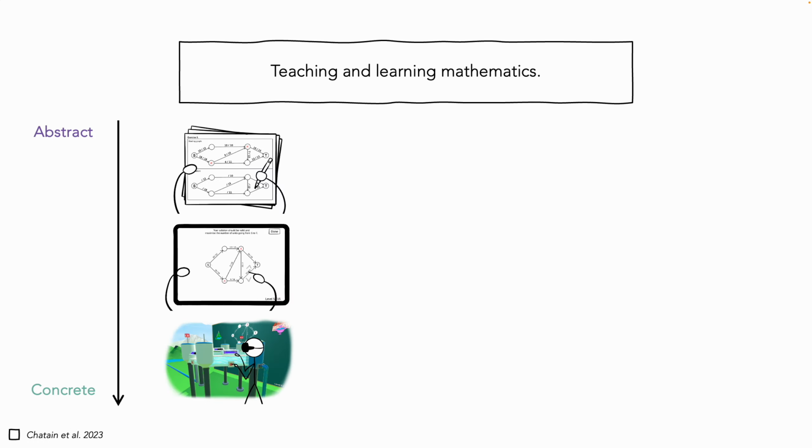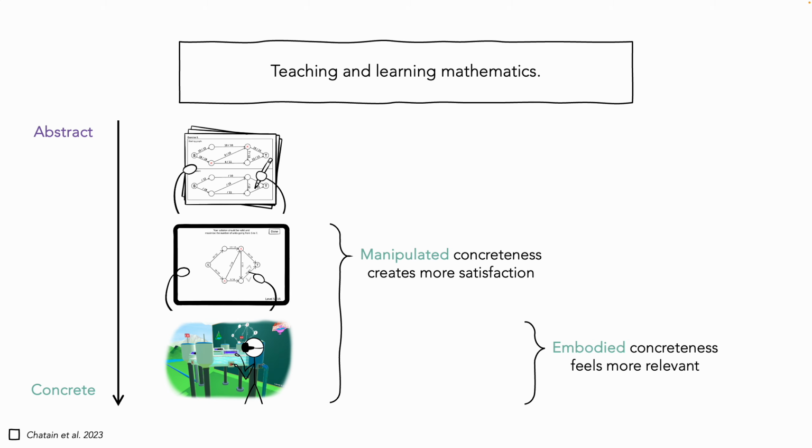In some of my own work as well, I was interested in embodied representations and the role of concreteness in embodied representations. And we did a study on graph theory where we compared 3 different conditions. One more abstract on paper where you just write your solution. One on tablet where you get some feedback for your solution, so it's something interactive that you can act upon. And then finally, one in virtual reality that also has a more relatable or familiar example because you deal with water systems rather than just graphs. And here we found that both the manipulated types of concreteness created more satisfaction, but only the more embodied or familiar concreteness felt more relevant to the students.